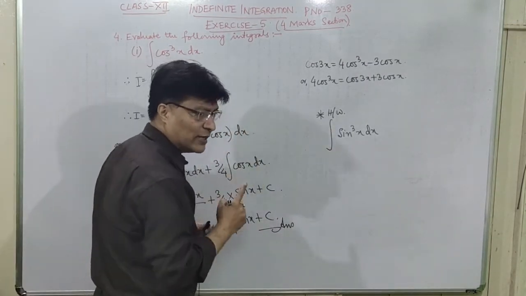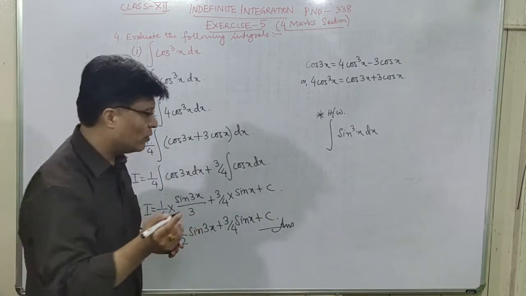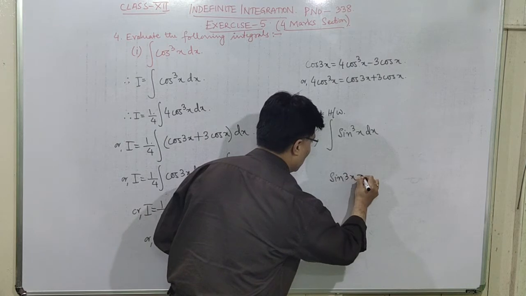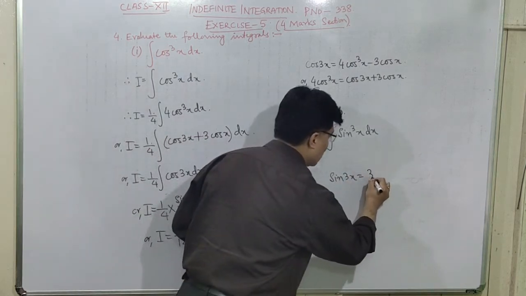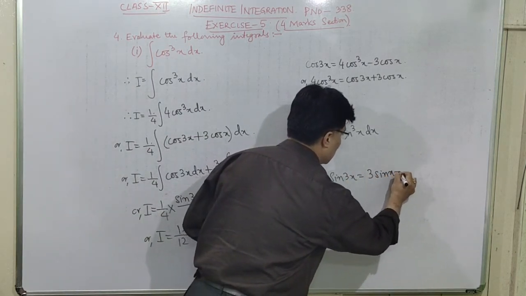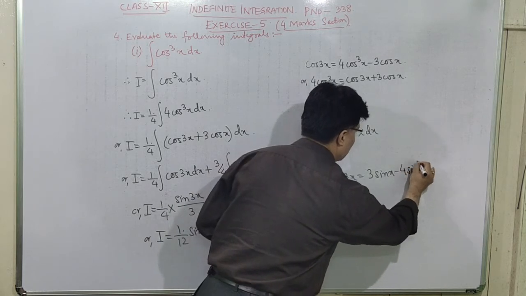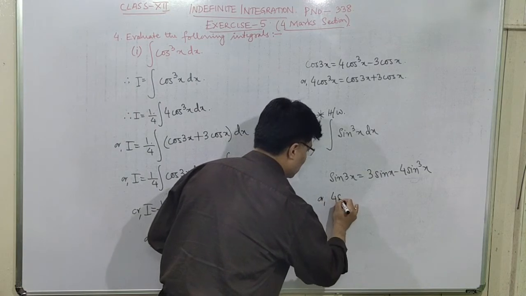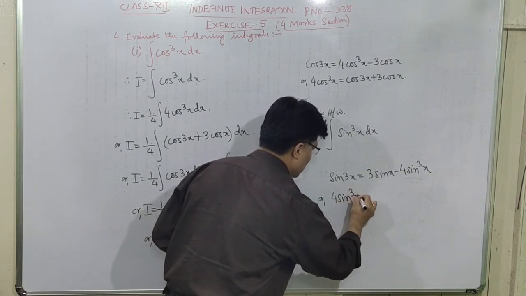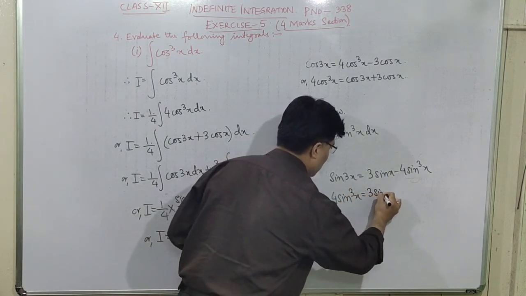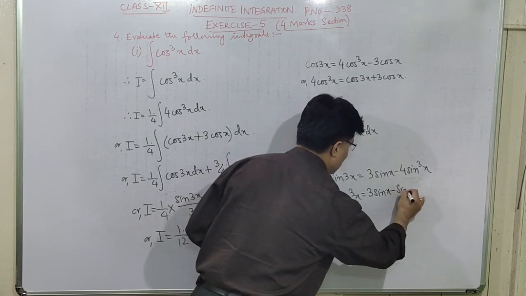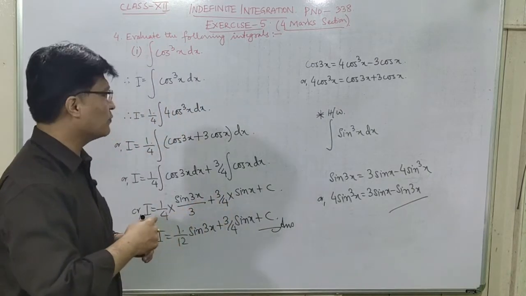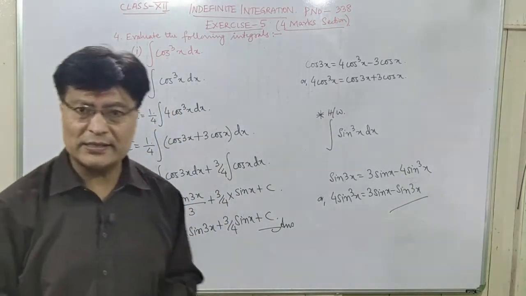Integration of sin cube x dx, you should multiply and divide it by 4, and then you can use the formula of sin 3x. What is the formula of sin 3x? It is 3 sin x minus 4 sin cube x, right? Then 4 sin cube x is equal to 3 sin x minus sin 3x. So this is the formula that you can use for integration of sin cube x dx.